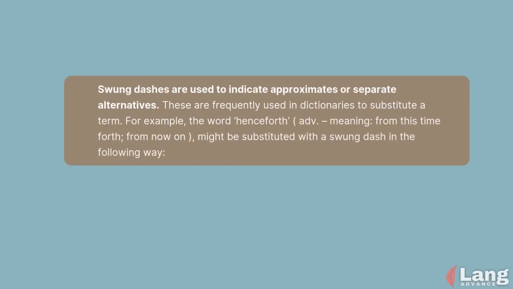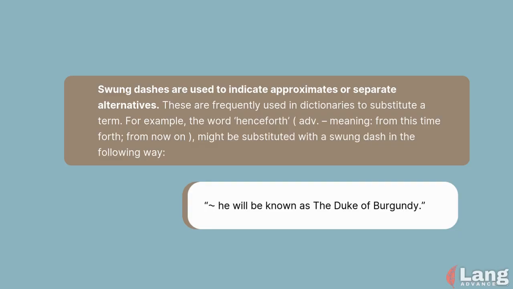Swung dashes are used to indicate approximates or separate alternatives. These are frequently used in dictionaries to substitute a term. For example, the word henceforth, adverb meaning from this time forth, from now on, might be substituted with a swung dash in the following way. He will be known as the Duke of Burgundy.